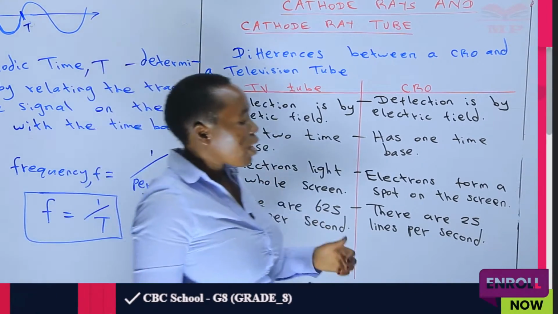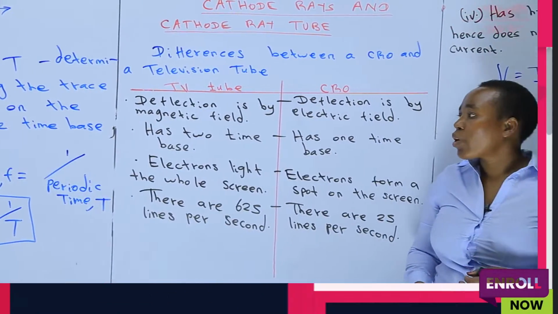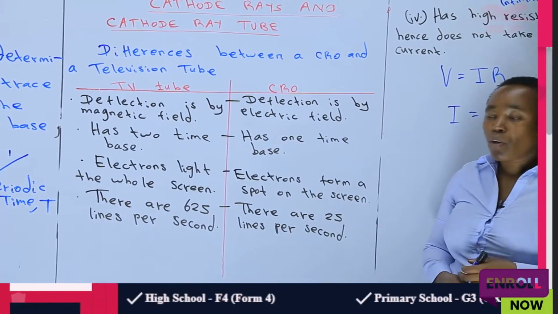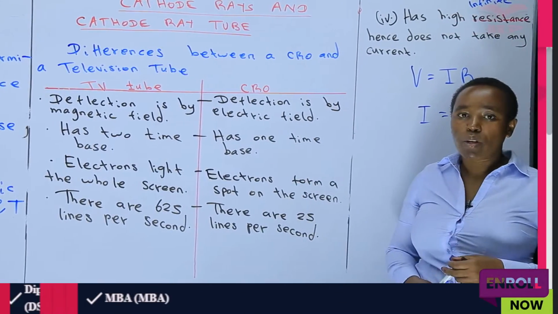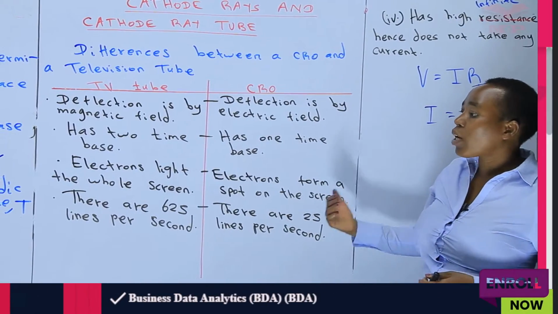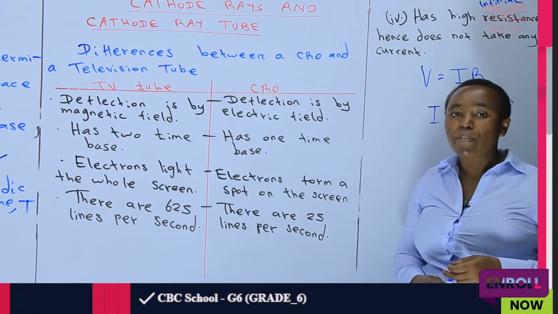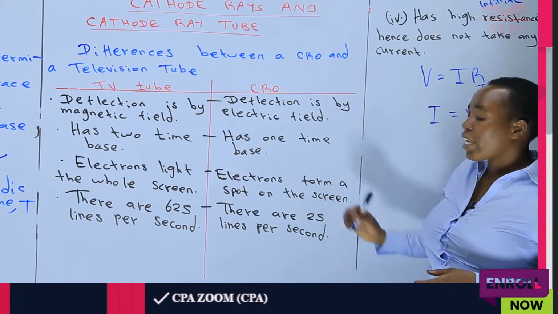In the other lesson, which now will mark the end of this topic, we'll be looking at the calculations involving the CRO. Now that we have seen, we can calculate the voltage, we can calculate the frequency, we can calculate the sensitivity. So that's what we'll engage in.